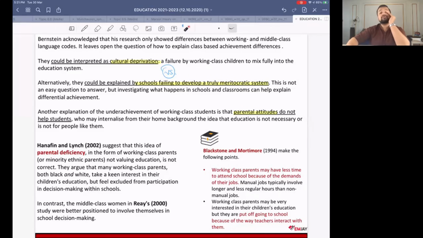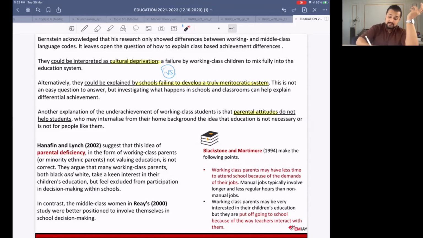If we scrutinize how the education system works, there's a possibility that teachers, the principal, the school management, might be readier to take suggestions and advice from parents from the middle and upper class background, and they might not really include parents from the working class, which might result in them not being able to show the level of interest that they probably do have.